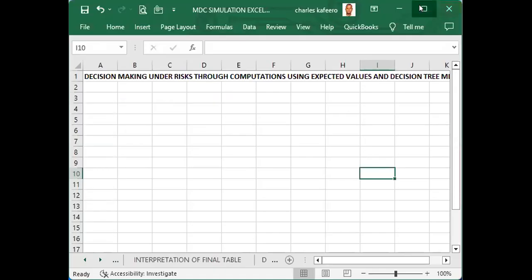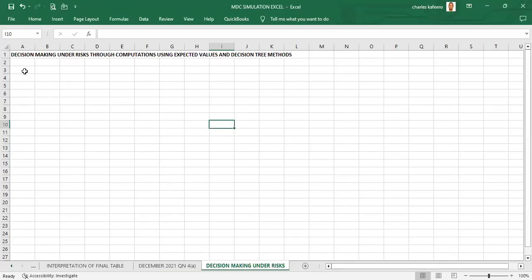So we go to our Excel sheet. We are going to look at decision making under risks, but we are going to do computations for both methods, the expected values and the decision tree. So we first start with the expected values.